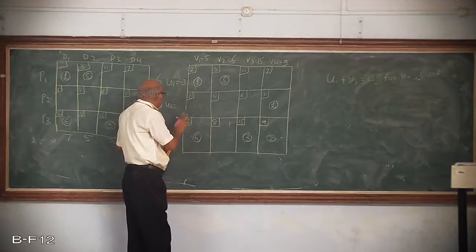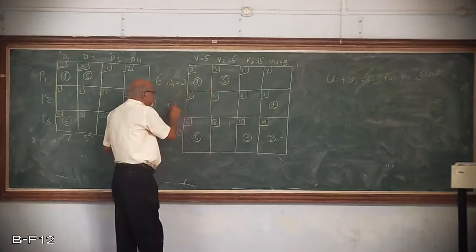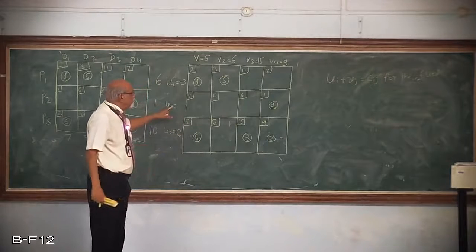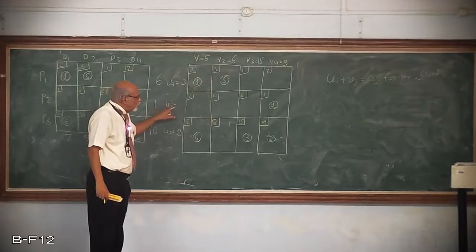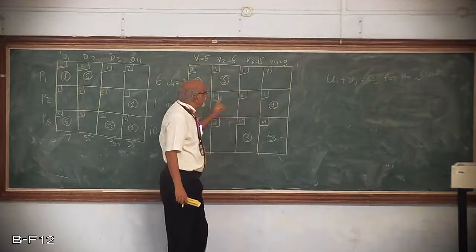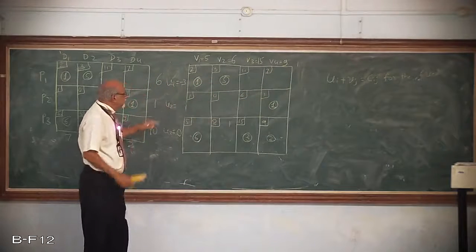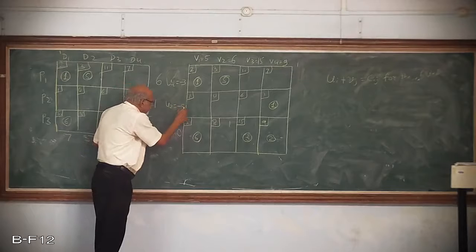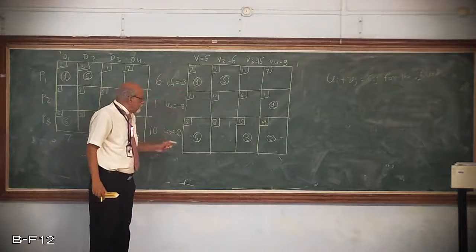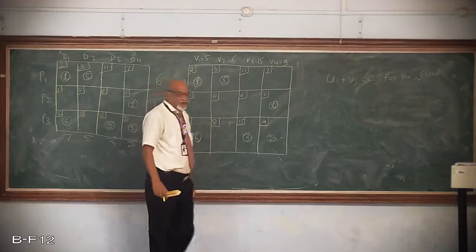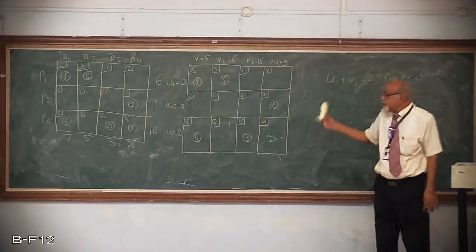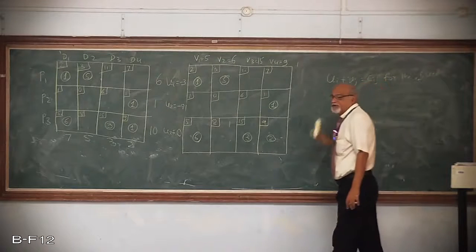So all these values have been found except U2. Can I find the value of U2? We know that V4 is equal to 9, so U2 has to be minus 8, because minus 8 plus 9 is going to be 1. So all the values have been found, all these Lagrange coefficients or dual variable values.